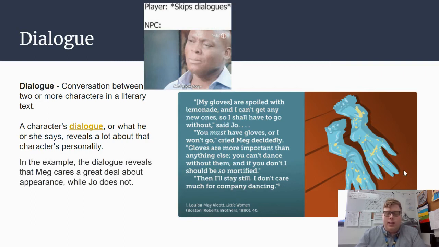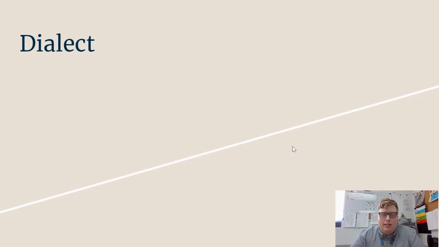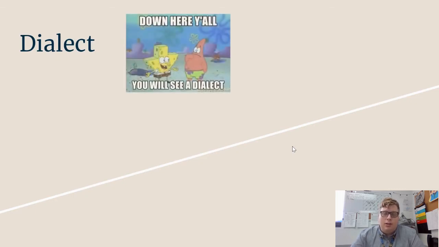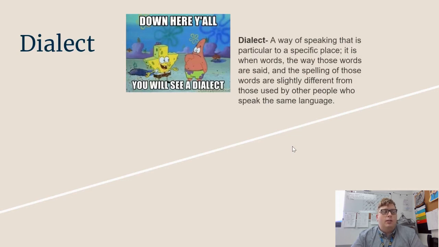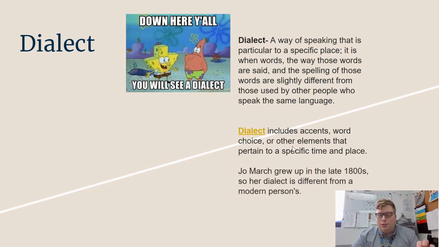In the example, the dialogue reveals that Meg cares a great deal about appearance, while Jo does not. Let's look at dialect. Dialect is a way of speaking that is particular to a specific place. It is when words, the way those words are said, and the spelling of those words are slightly different from those used by other people who speak the same language.